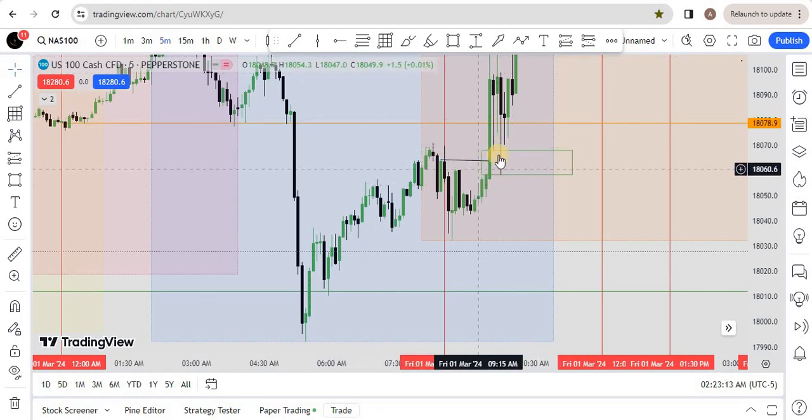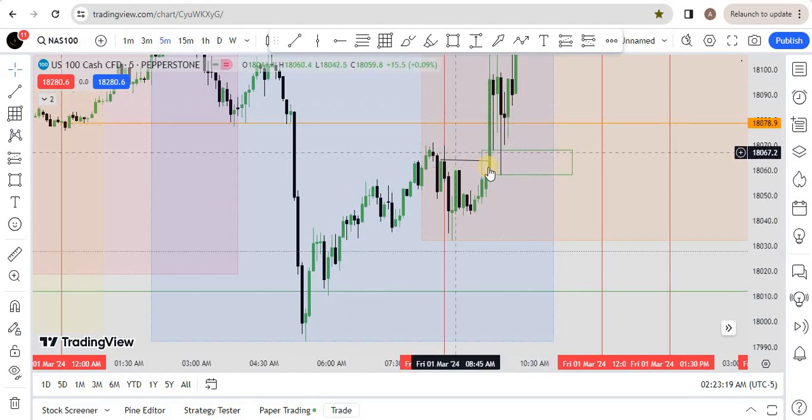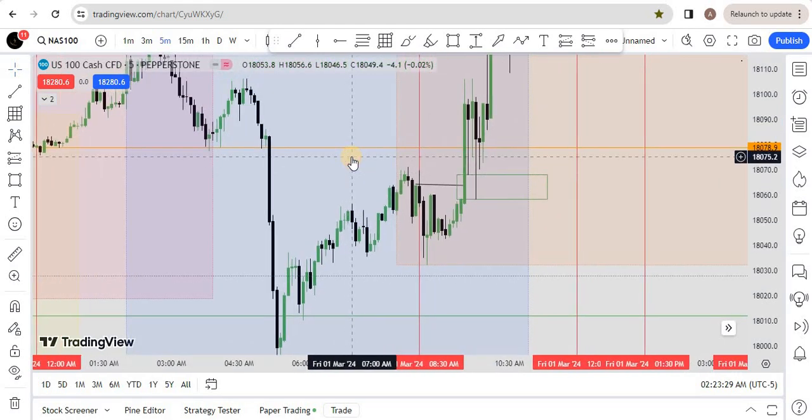Maybe this setup does not happen in 15 minutes, maybe it does not happen in 30 minutes, but it happens in 5 minutes, right? So you have to wait for price to tap on your POI, and then you will find this type of setup in your time frame. Okay, 5, 4, 3, 2, 1.